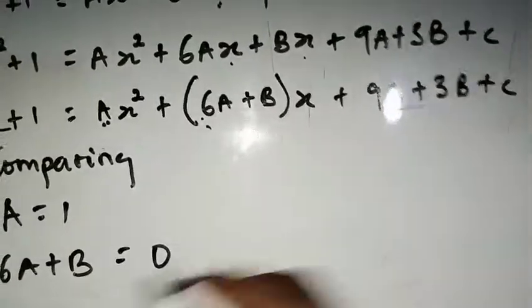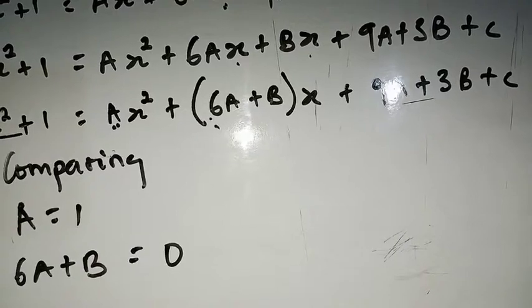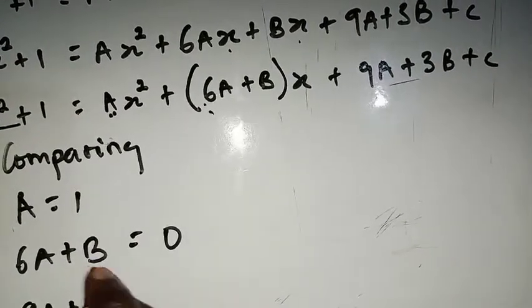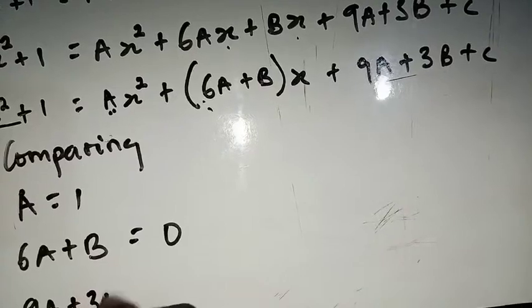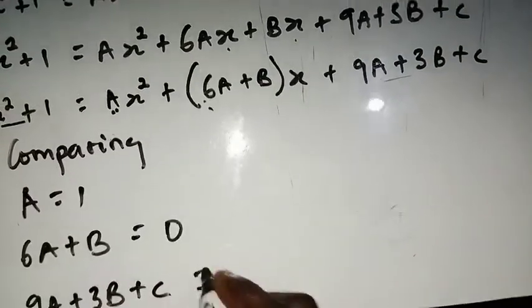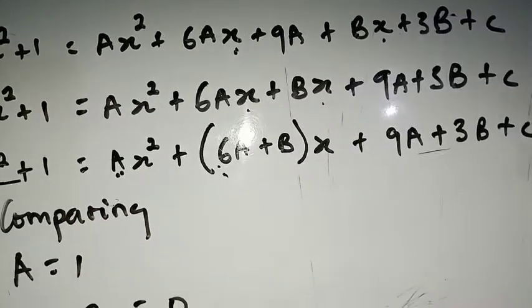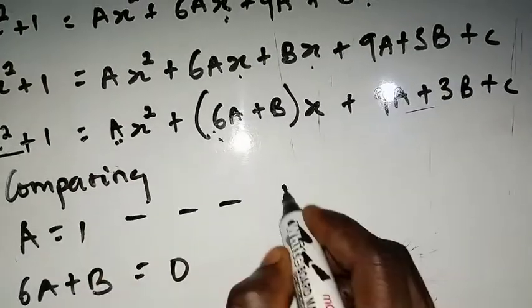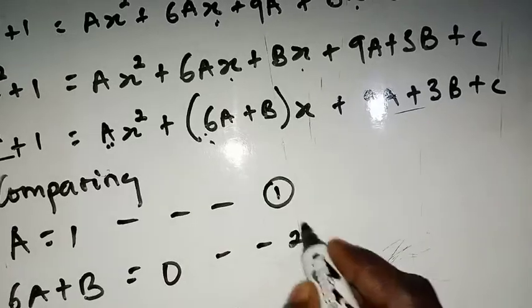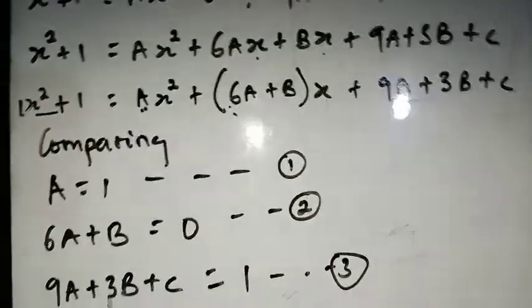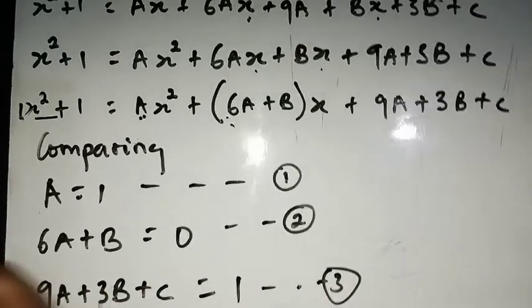And then finally we have this one, those that are not from any of the x family. So plus 3b, and then plus c here is equal to the number here, that is 1, right? So you can name this one equation 1, then this thing equation 2, and here equation 3. Is that okay? Very, very simple and straightforward.